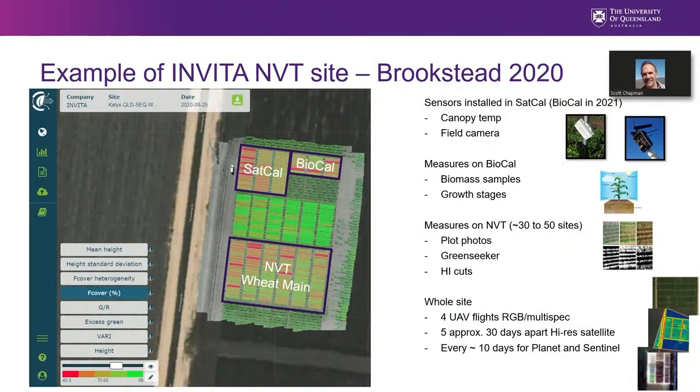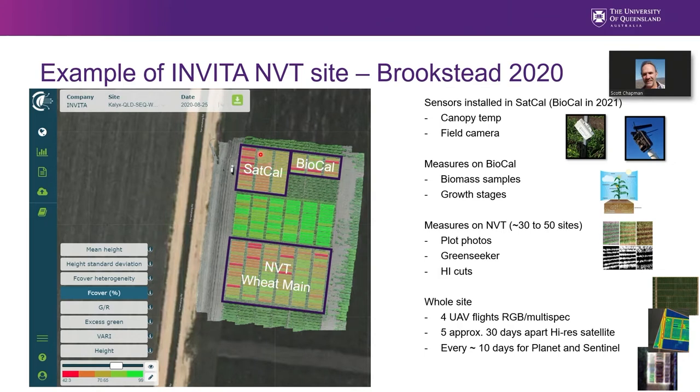So for the trial environment component, here's an example of an inviter invitee site. This site's about 100 kilometres west of Toowoomba, which is where I live these days in southeast Queensland. And here we've got three types of trials. Here's the NBT trial itself. It's a variety trial with three replicate blocks and about 30 or 40 varieties.